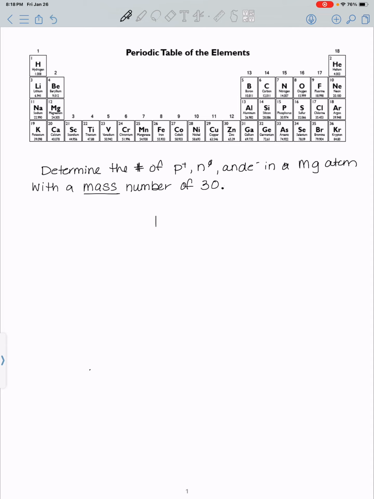Okay, so you can draw it out or however you want to do it, but I'm going to write it out like we've been practicing. So magnesium, we're given a mass number of 30. I'm going to go ahead and write that up there. We're going to look at the periodic table and see that the number of protons, or atomic number, is 12. So let's find out protons, neutrons, and electrons.